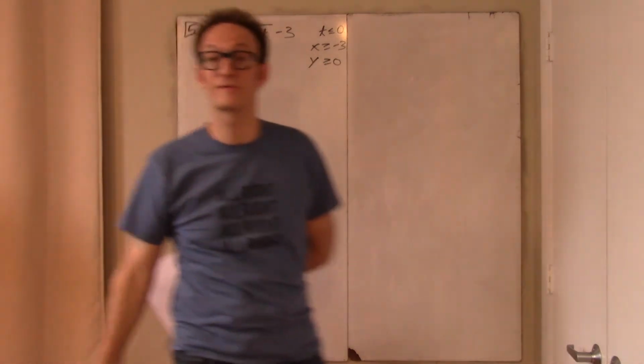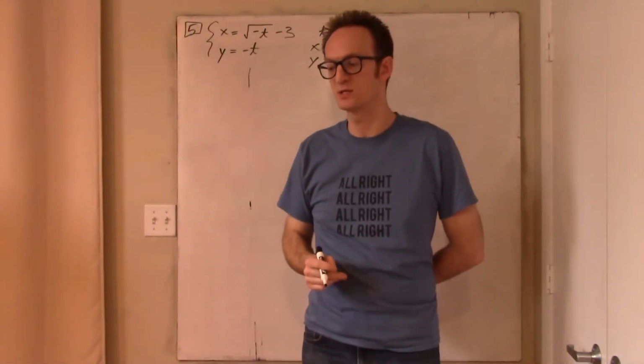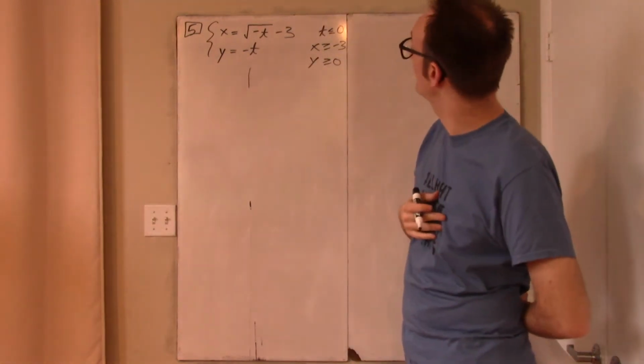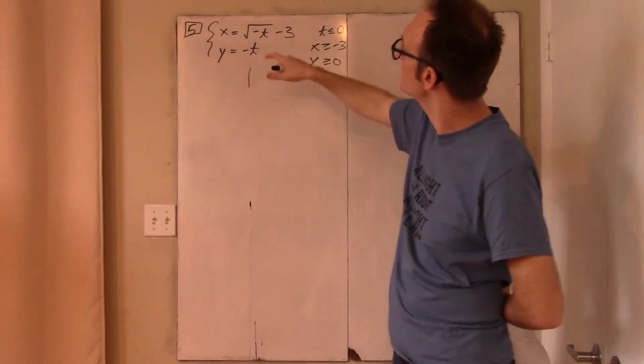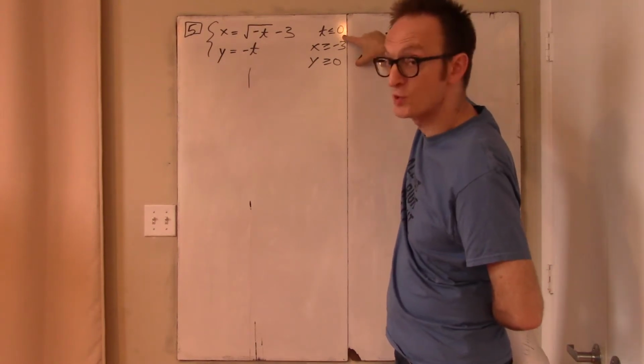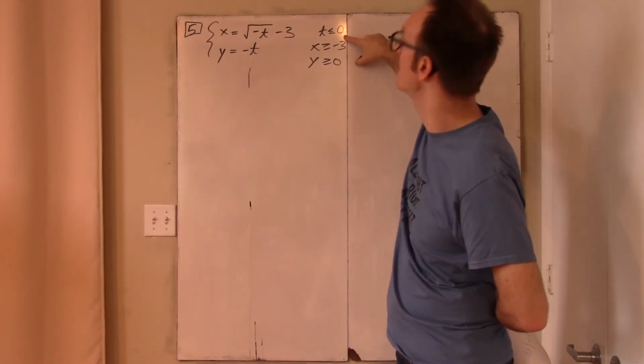So this is the first step, which I think is important, is to note what I call restrictions. The restrictions are merely observations about the domain. You note what t values are invalid.